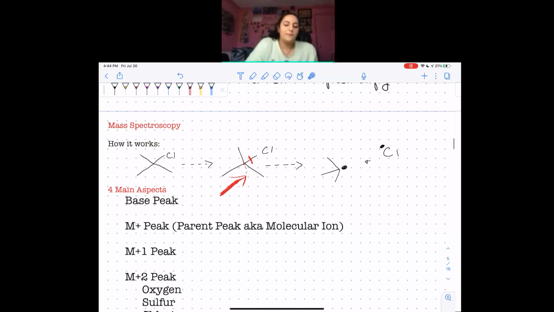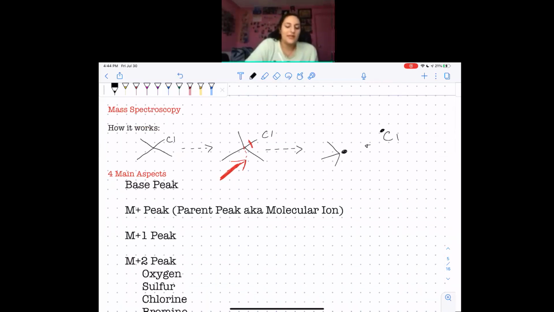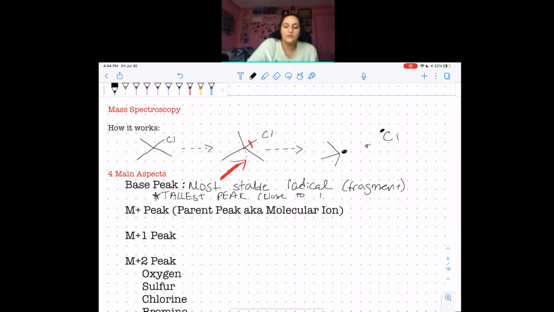All right. So the base peak is actually going to tell us a little bit more information about this guy. Because as I told you, that's the most stable radical, or the most stable fragment, we can say. And this is going to be the tallest peak, and it will be close to 100% absorbance.